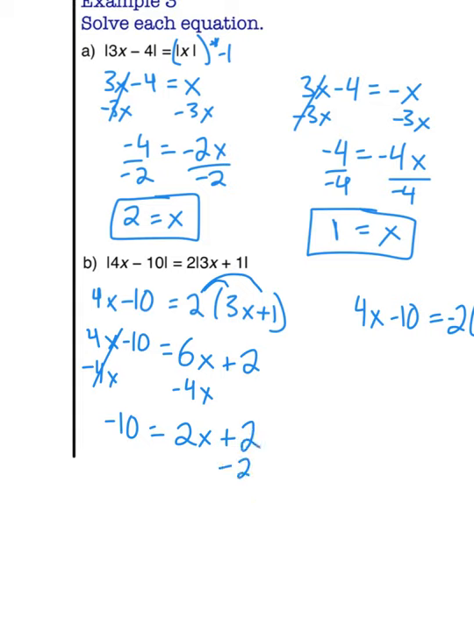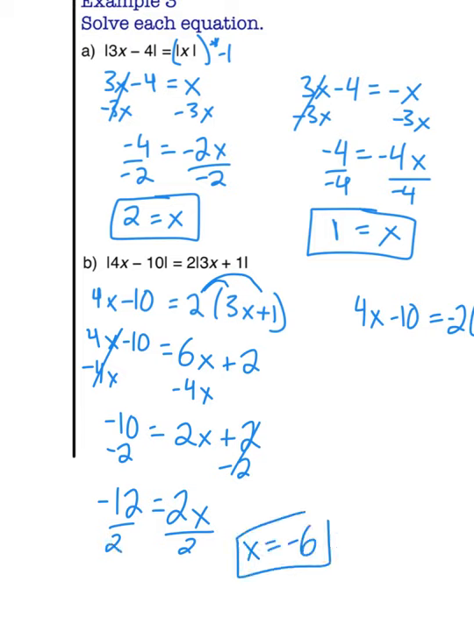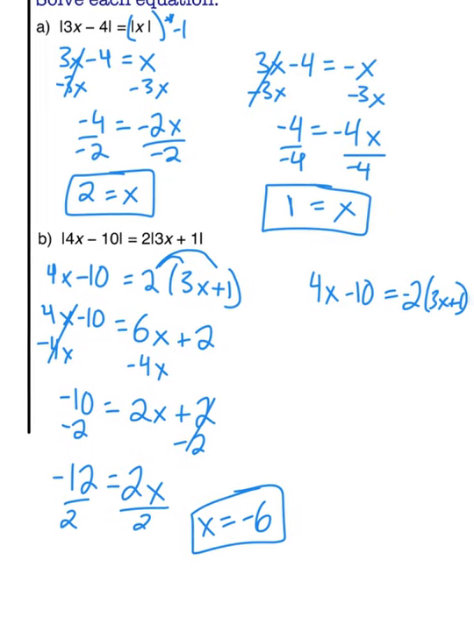Now I'll get all my constant terms to one side. So subtract 2, cancels out on the right. Negative 10 minus 2 is negative 12. So I have negative 12 equals 2x. Last step, we're going to divide both sides by 2. And I get x equals negative 6. All right, so that's one solution.